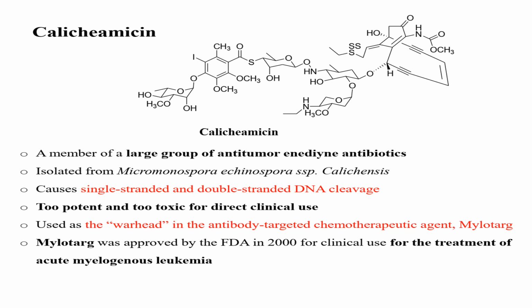So calicheamicin is very potent, and at the same time very toxic for direct clinical use, so it can be used as a warhead in the antibody-targeted chemotherapeutic agent. This Mylotarg was approved in 2000 by the FDA for the treatment of acute myelogenous leukemia. So this is also another drug that can be used as an anti-cancer drug.